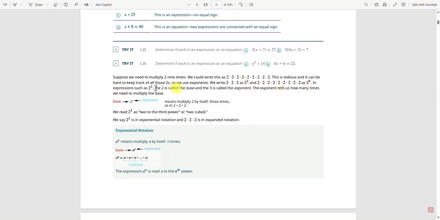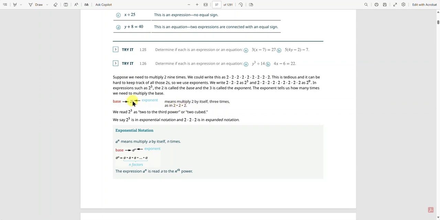In expressions such as 2 taken 3 times, the 2 is called the base and 3 is called the exponent. The exponent tells us how many times we need to multiply the base. Very important sentence. The exponent tells us how many times we need to multiply the base. How many times? The base here is 2. The exponent tells us how many times we need to multiply 2. So if we see 2 with an exponent of 3, that means that we're multiplying 2 times 2 times 2.